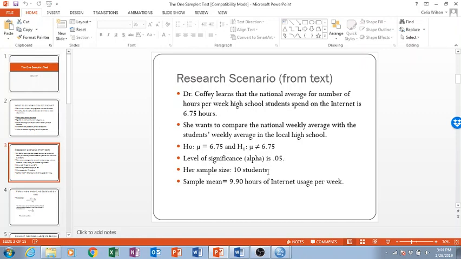Her sample size is 10 students. And when she pulled her 10 students, she calculated the sample mean to be 9.90 hours of internet usage per week. So the question here is not so much, is 9.90 hours different from 6.75, because we can look at that and say clearly that's not identical. Clearly there's a difference, but is the difference enough to indicate a statistically significant difference? That's kind of where we're heading.